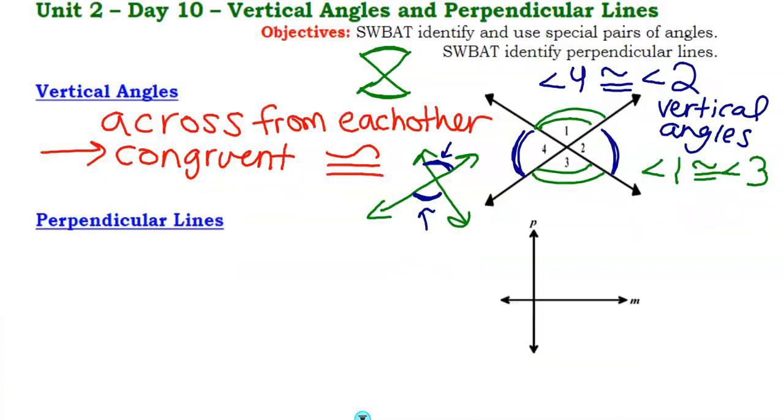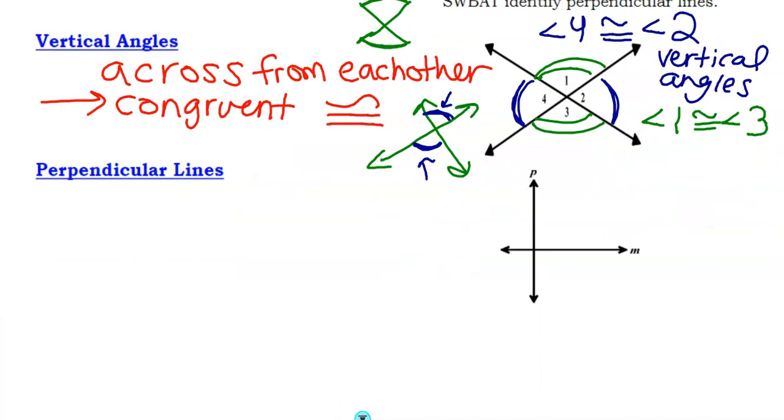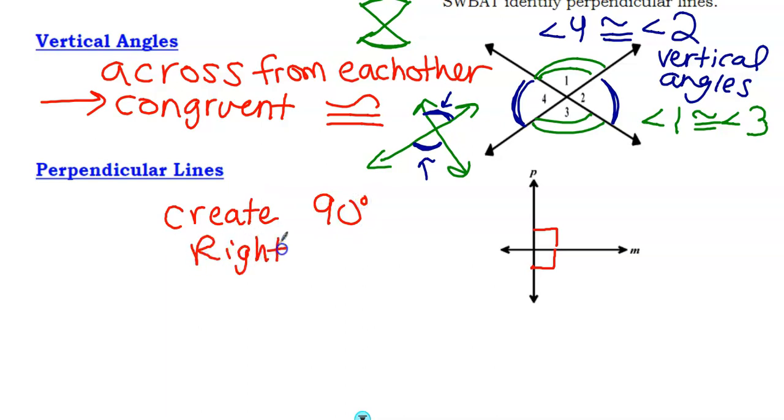Perpendicular lines. Perpendicular lines are very fancy. They cut across at the 90-degree angle. Okay? So they make right angles. Okay? They create those 90 degrees right angles. So when they do that, all 4 of these become 90 degrees. All right?